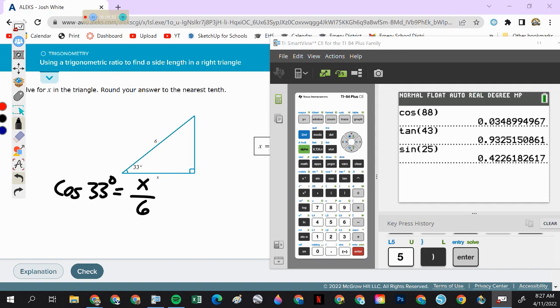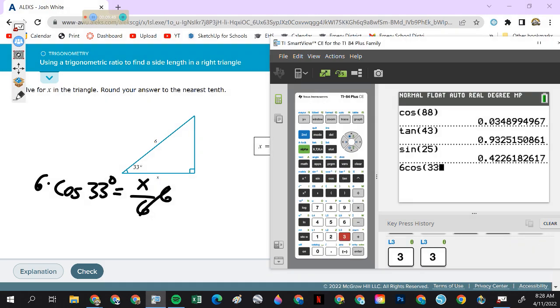How do I solve for x? Multiply by 6, and I get x is simply 6 times cosine of 33. So 6 cosine of 33 gives me 5.03. Okay. All right, what if it was the other way?